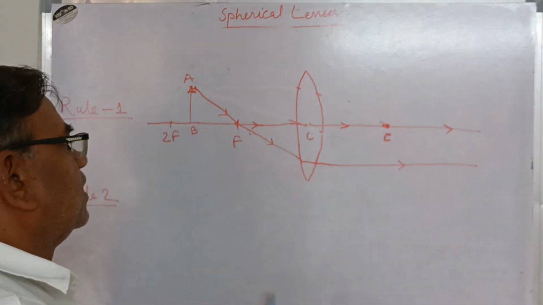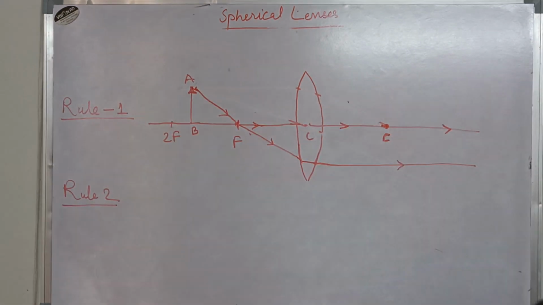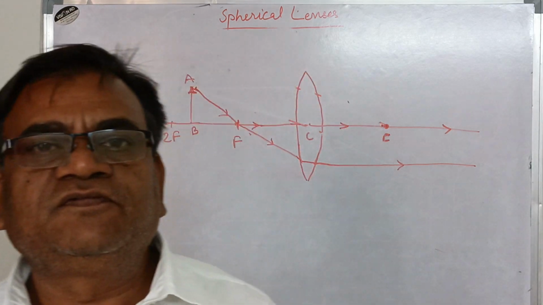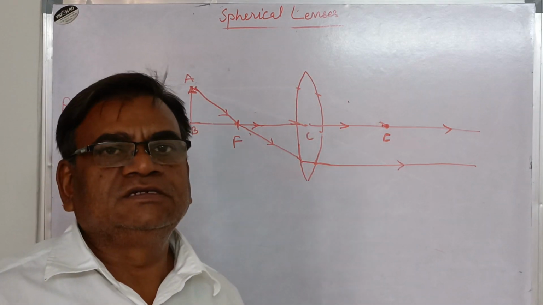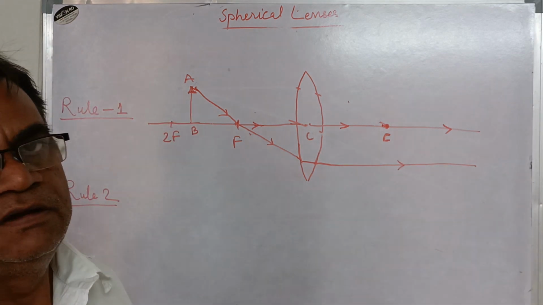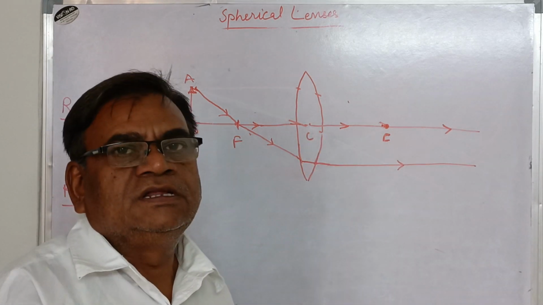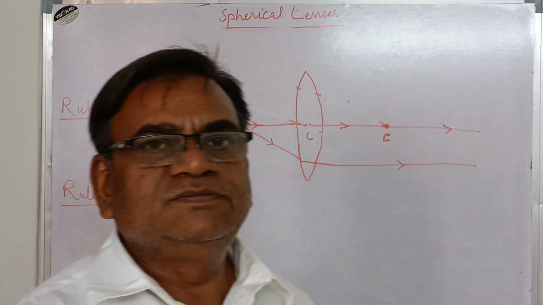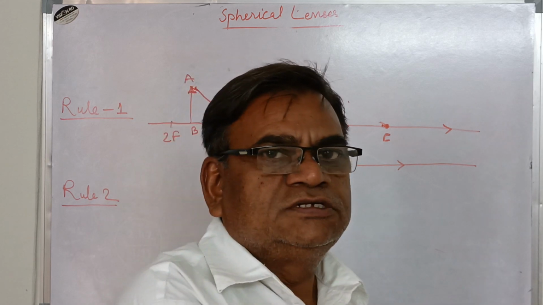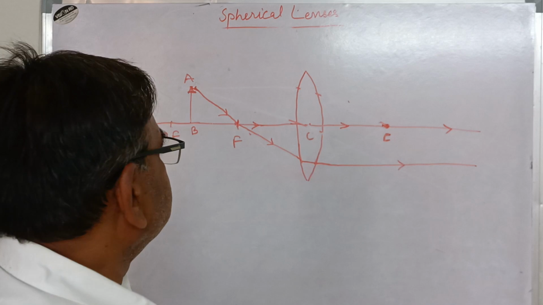Now we will discuss the formation of images by a convex lens. How is the image formed? In the case of mirrors, in reflection, the rays were reflected from the mirror. Now in the case of lenses, the lens is clear, it is transparent, so the rays will pass through the glass. But these rules are followed, the rules of refraction by spherical lenses.